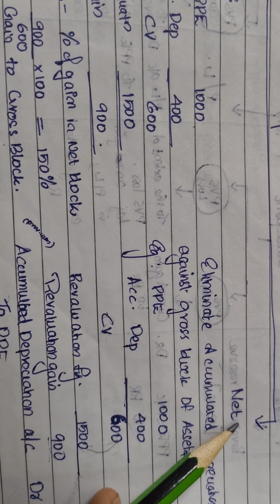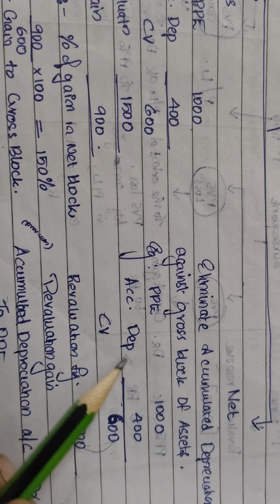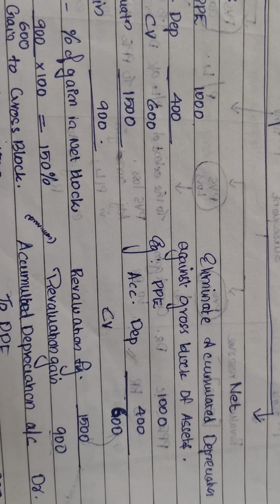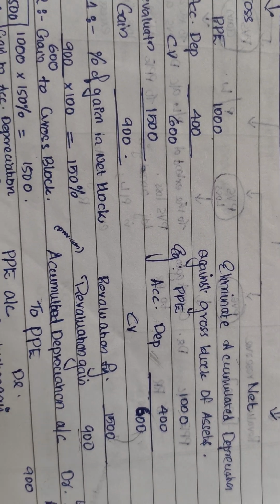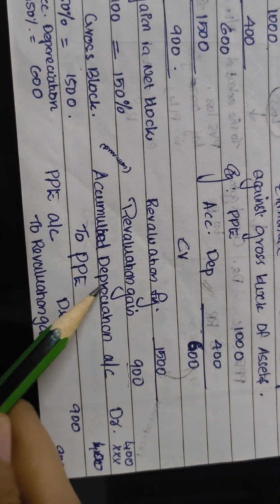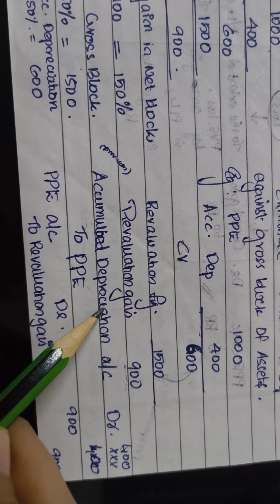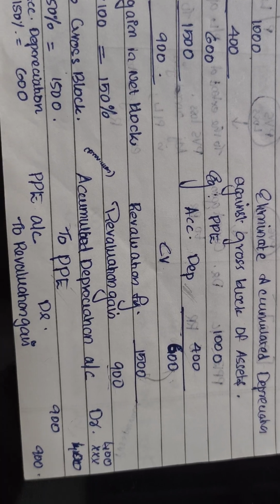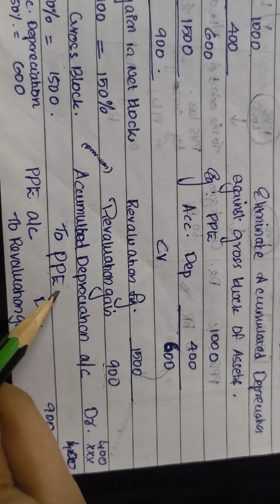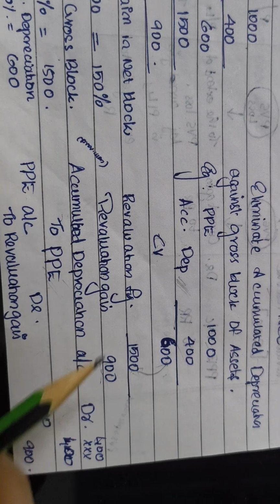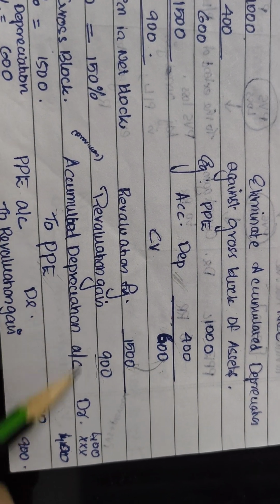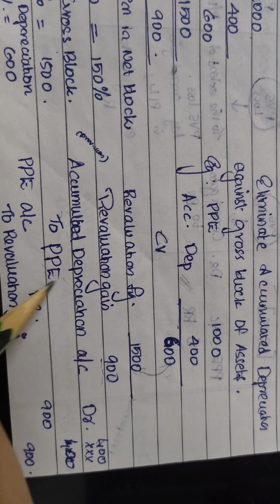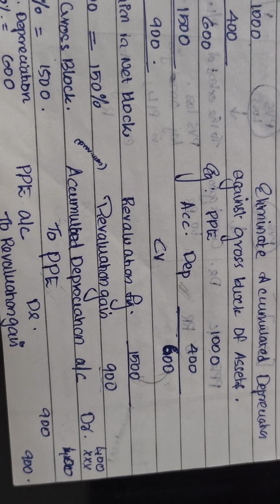So in the net method, how will we account for the accumulated depreciation? In the net method, we will eliminate the accumulated depreciation. We will debit the accumulated depreciation and credit the PP. So to net it off, we will credit the PP and debit the accumulated depreciation. The accumulated depreciation account debit 400, and to PP 400. So we have eliminated the accumulated depreciation.